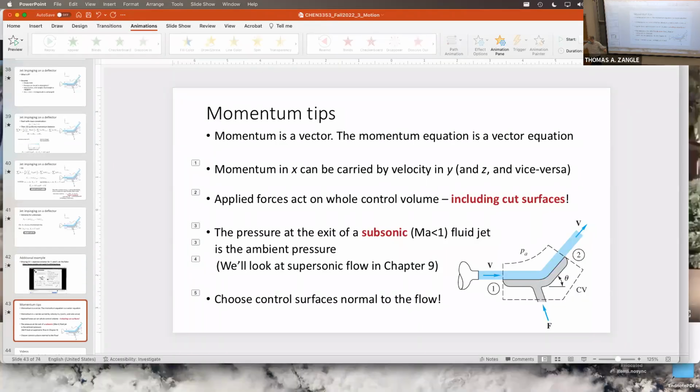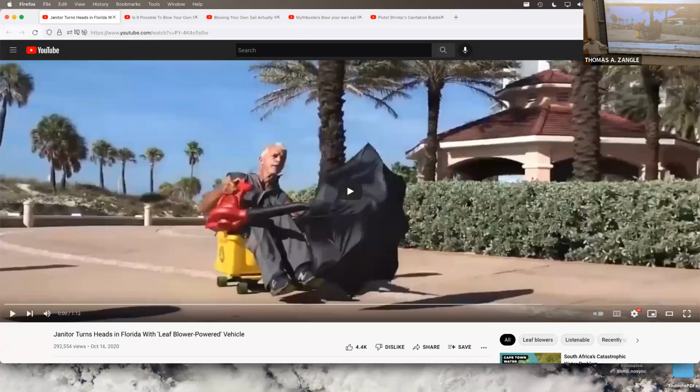So we're going to end the show and go to our YouTube videos. We're going to start with a video that went viral sometime in the mid-pandemic, sometime in 2020. So maybe you've seen it: "Janitor turns heads in Florida with a leaf blower powered vehicle." And the commentary was, is this a hoax, basically? Because what we're going to see, well, let's just watch it, right? So is this a hoax?